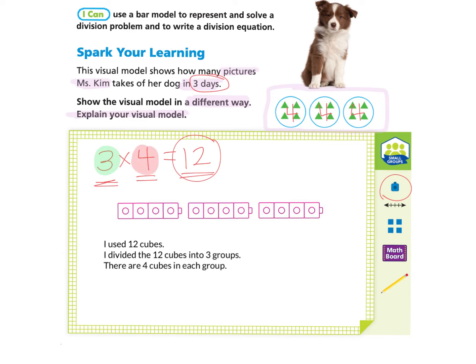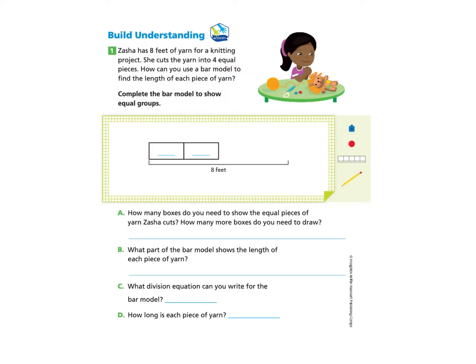And now I'm just going to explain my thinking and what I did. I used 12 cubes. I divided the 12 cubes into 3 groups, and there are 4 cubes in each group. Turn to the next page, page 160. We will start under Build Understanding, part 1.